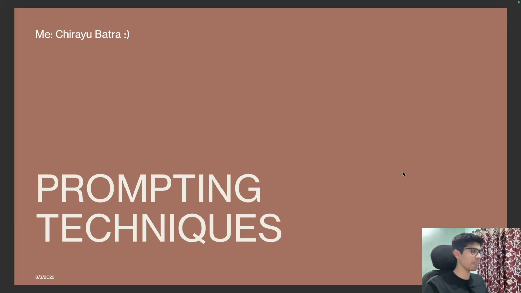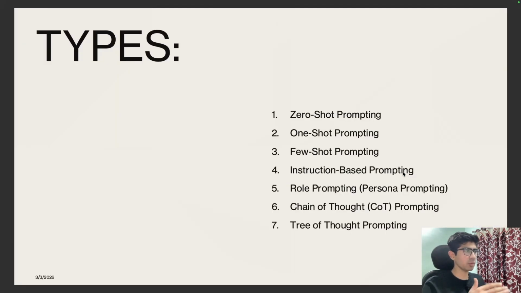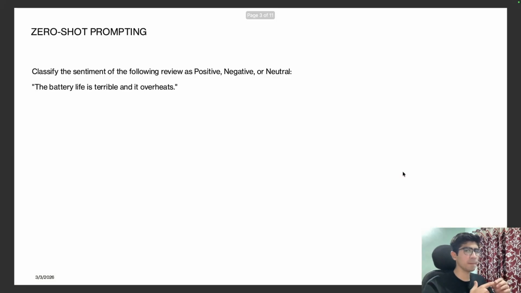So let's start. So what are the types of prompting techniques? So these are the few types of prompting techniques. This video will cover the beginner to intermediate level of prompting techniques, not the advanced one. So the types of prompting techniques are zero-shot prompting, few-shot prompting, one-shot prompting, instruction-based, role-based prompting, chain of thoughts, and tree of thought prompting. We'll go in each of these and see the examples, and also we'll implement that in code.